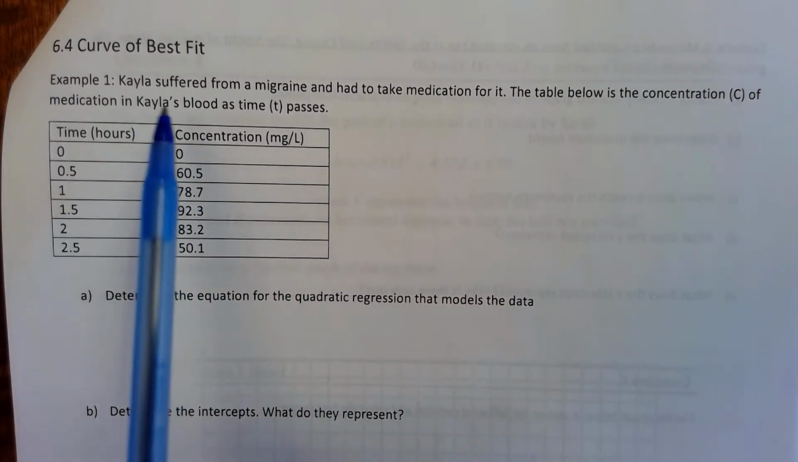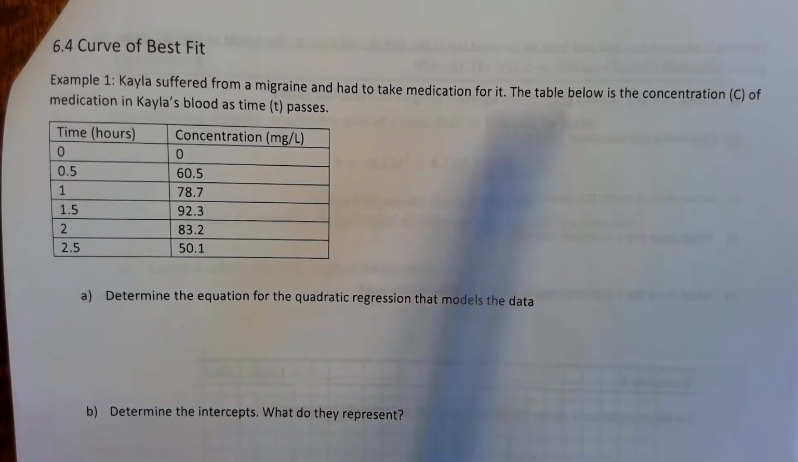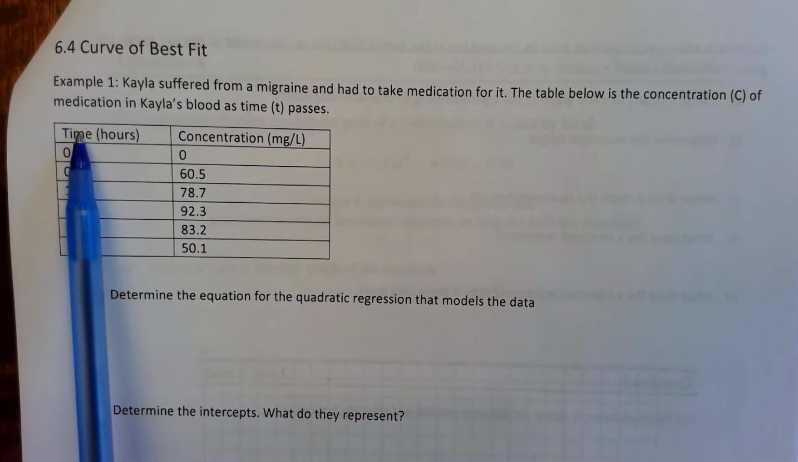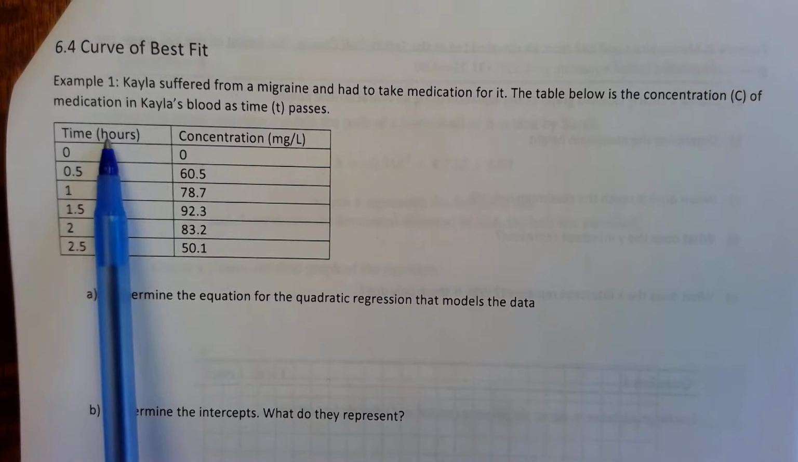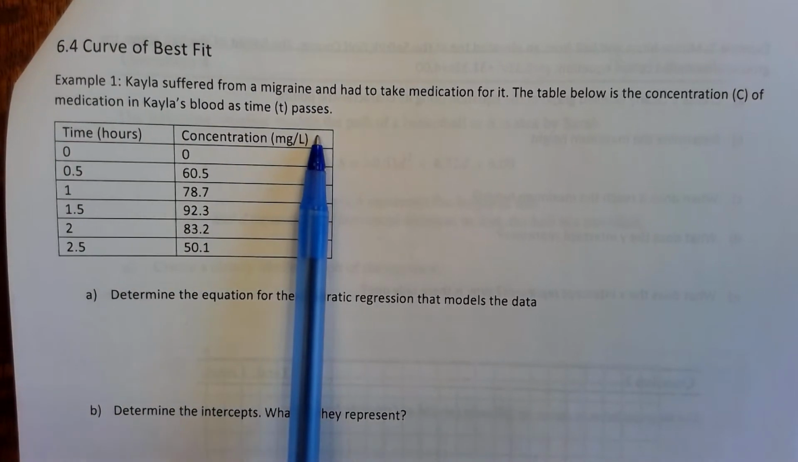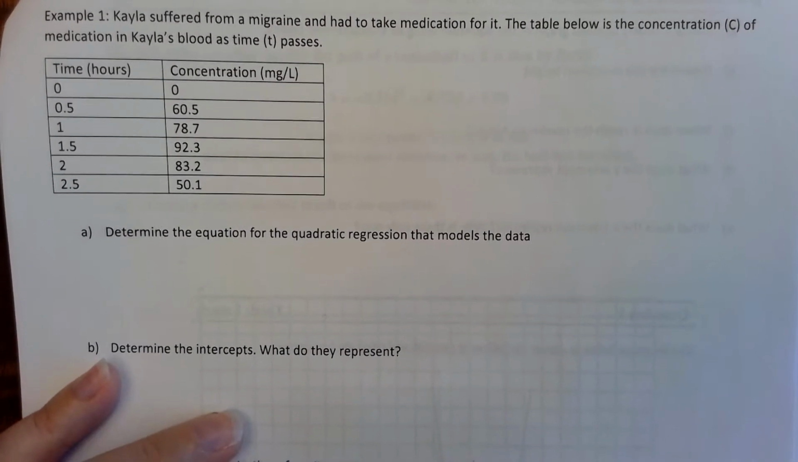Alrighty. Kayla suffered from a migraine and had to take medication for it. The table below is the concentration of medication in Kayla's blood as time passes. Notice time is on the left, and that's going to be our independent variable. Typically, your independent is on the left and your dependent is on the right, but that's not always necessarily the case. It's just a good general rule that that's what happens. And that's how you should set up your tables if you ever have a table.